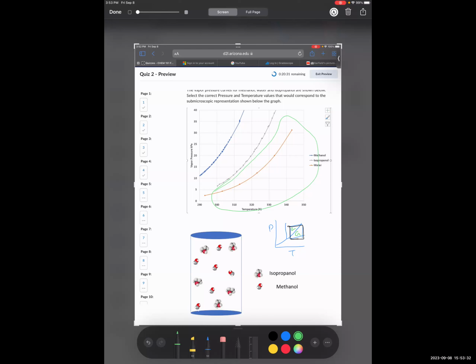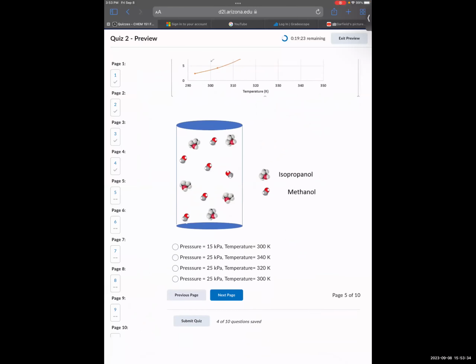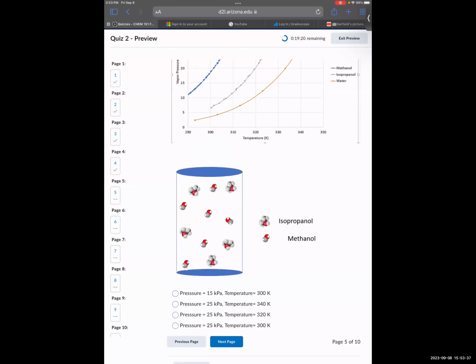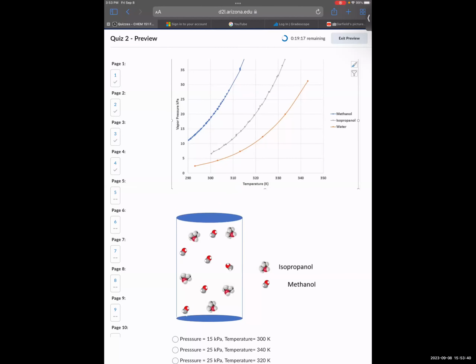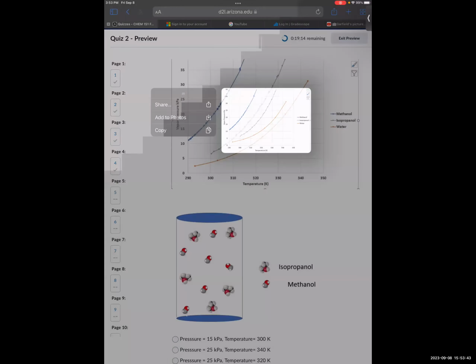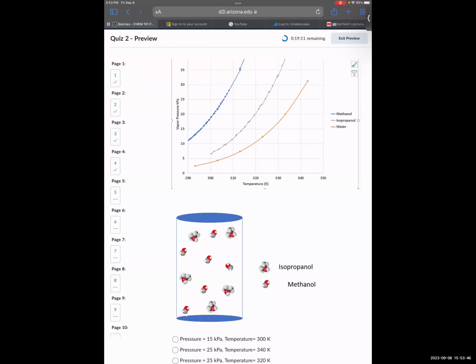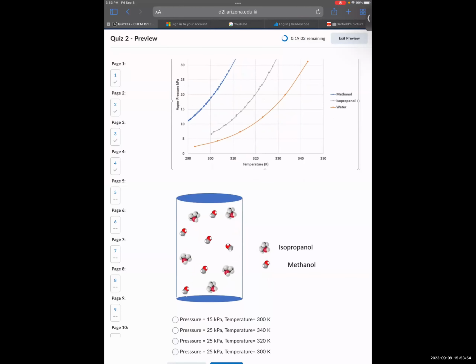Now going back to our question, 15 kilopascals and temperature 300 will put us just below the methanol curve, so that doesn't work. 25 kilopascals and 340, yeah, that's nice. 25 and 340 will put us below the water curve even. We don't have to be below water, because water is not involved here. We just need to be below the gray curve. So that works. Option 2.